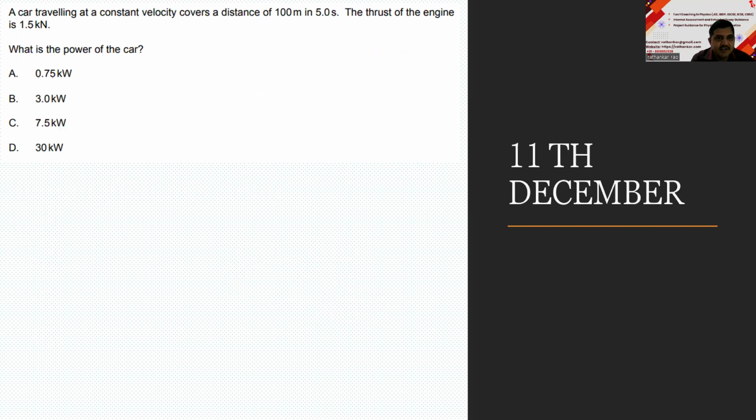A car traveling at a constant velocity covers a distance of 100 meters in 5 seconds. What is given? Distance is given, time is given, and then the force is given. Now you need to find out the power. Now how do you find the power?